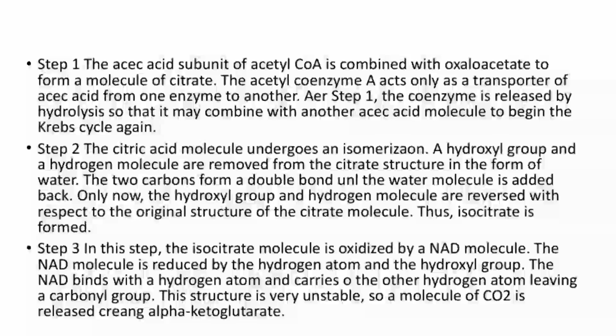Moving on to step 2, the citrate molecule undergoes a transformation called isomerization. Essentially, a hydroxyl group and a hydrogen are removed from citrate, forming water. During this process, the 2 carbons involved form a double bond.